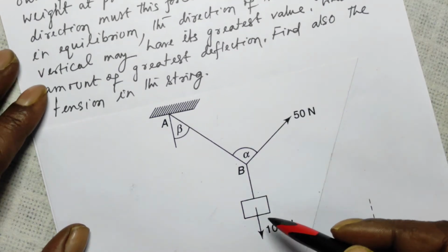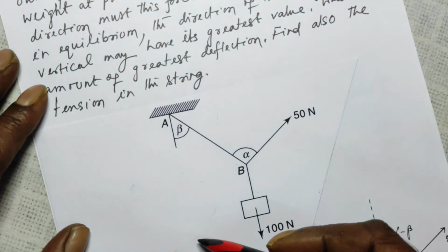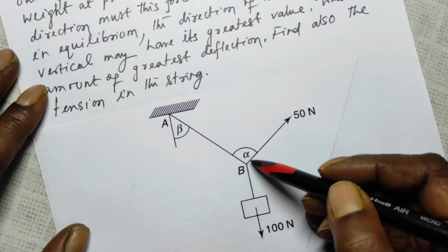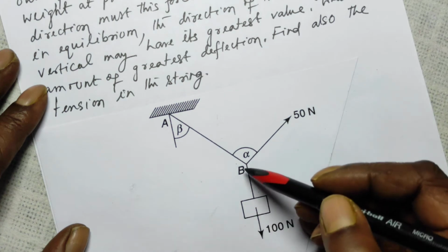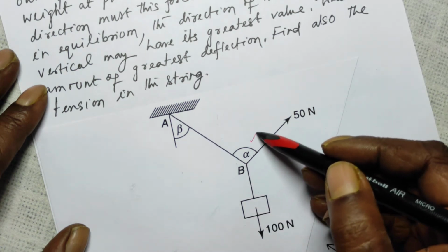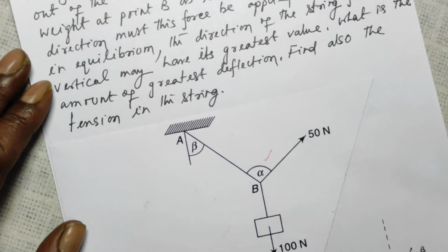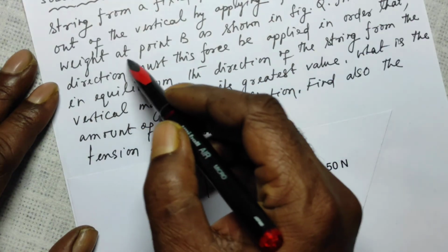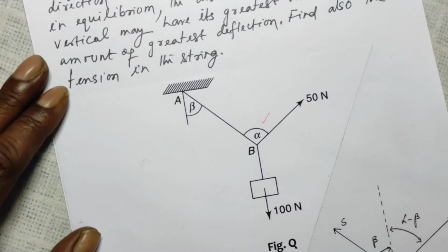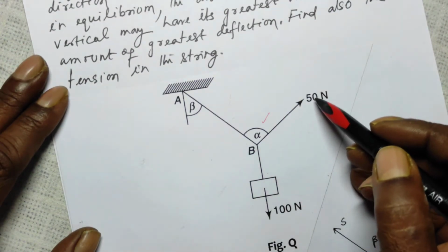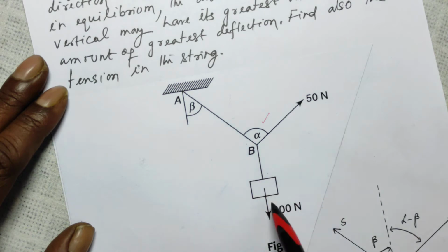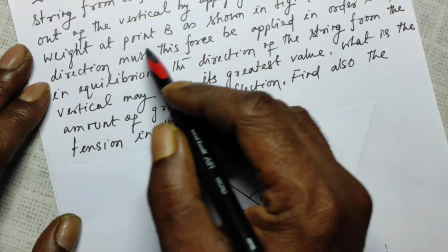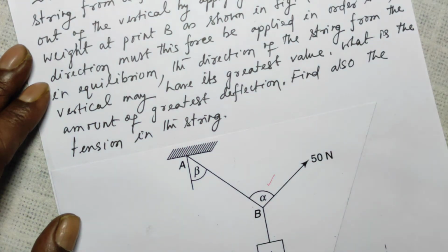When this 100 Newton was hanging from this point A, we are applying a force 50 Newton like this, not horizontally, but making some angle alpha. From the point B, a force 50 Newton is applied to the weight at point B. So this is the displaced position of the weight 100 Newton, as shown in figure Q.